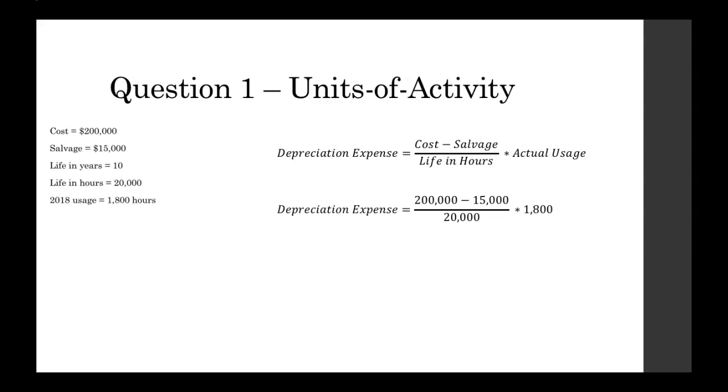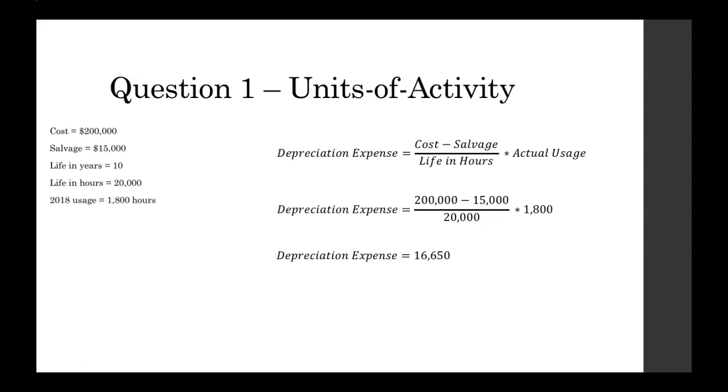So let's plug in the numbers that we know. We know our cost is $200,000, our salvage is $15,000, and our life in hours is 20,000. And then we multiply all of that by how many hours we actually used it for, which is 1,800. We do all of that, and we will get 16,650. So that's the depreciation expense under that method.